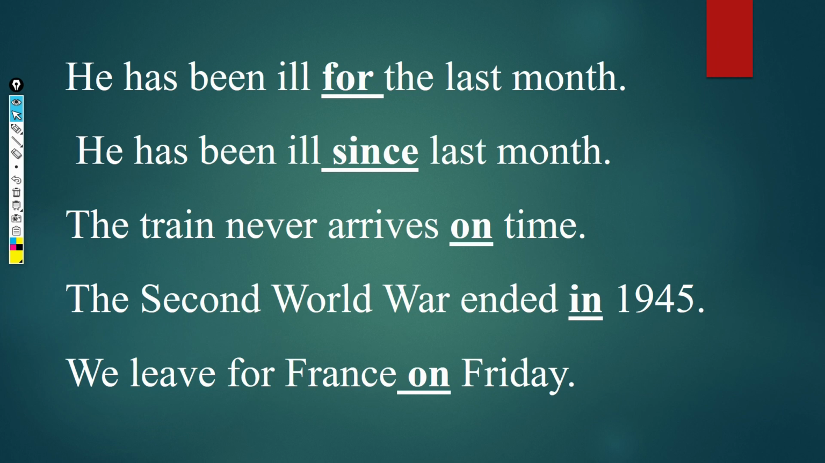Now, he has been ill for the last month. He has been ill since the last month. The train never arrives on time. The Second World War ended in 1945. We leave for France on Friday. Children, I have underlined the prepositions for you. So, in these examples, what are the different kinds of prepositions I have used? For, since, on, in and on.